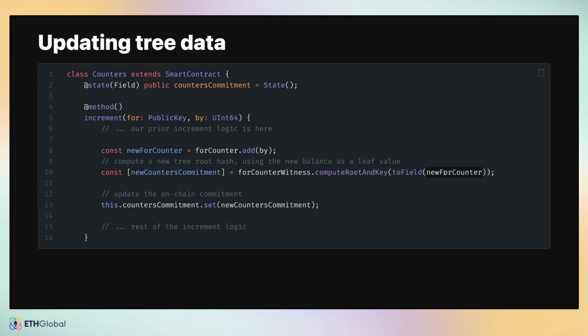And if you want to write to the same leaf, we will just use the same witness and calculate the new root hash using the new value that's supposed to be in the tree. And then we will take the new calculated commitment and we will set it as on-chain state.